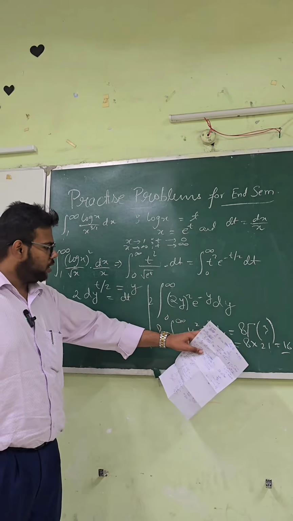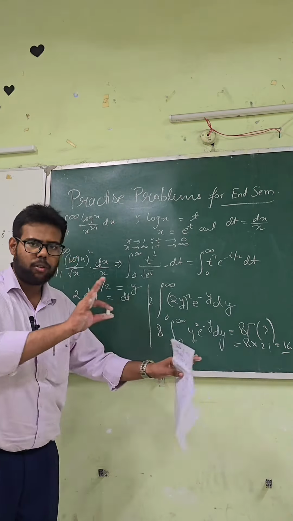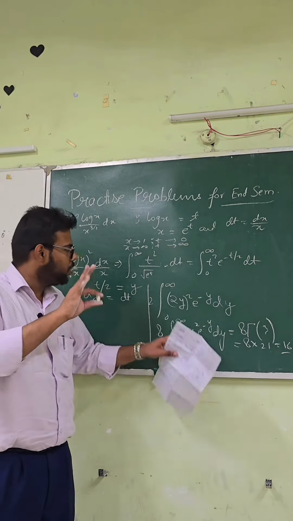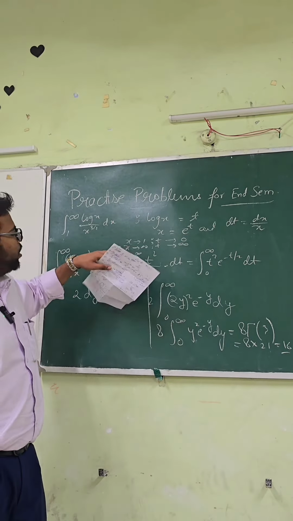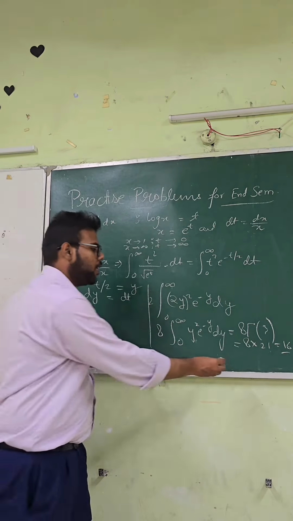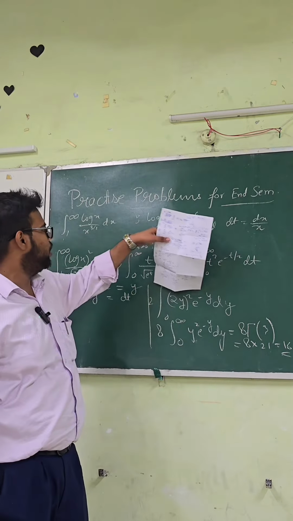I hope the method is clear. Maybe my calculation may be wrong at any point. I agree to it, maybe it is wrong. I don't know, but the method will be this, right? And you got a converging value of this integral.